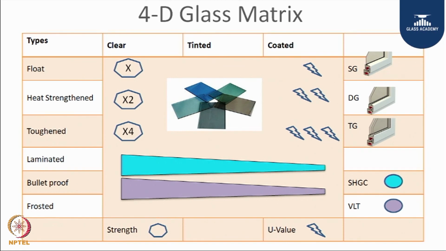If you look at the right hand side, it talks about single, double and triple glazing. As you move from single to triple glazing, you are able to reduce the U value. So, your U value actually goes down as you move from SG to TG. And in the bottom right corner, if you look at the SSGC and VLT, as we move from clear to tinted and coated glass, your SSGC drops, and at the same time your VLT also drops. So, somewhere between the strength, U value and the VLT, you need to choose different types of glass based on the need of the application.